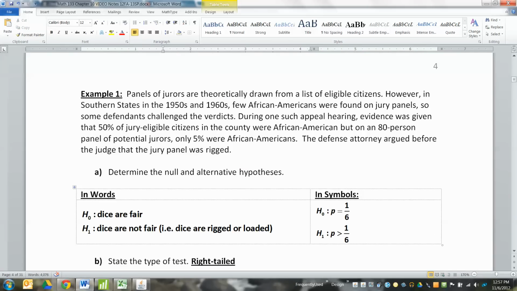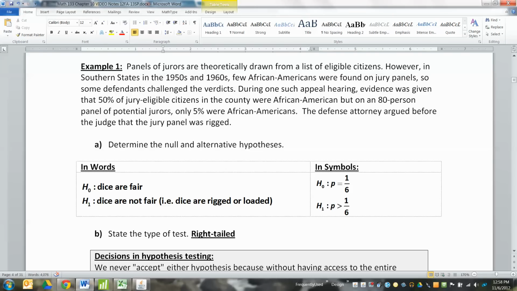All right, so let's read this problem over for a sec. Panels of jurors are theoretically drawn from a list of eligible citizens. However, in the southern states in the 1950s and 1960s, few African Americans were found on jury panels, so some defendants challenged the verdicts. During one such appeal hearing, evidence was given that 50% of jury-eligible citizens in the country were African American, but on an 80-person panel of potential jurors, only 5% were African American. The defense attorney argued before the judge that the panel was rigged.